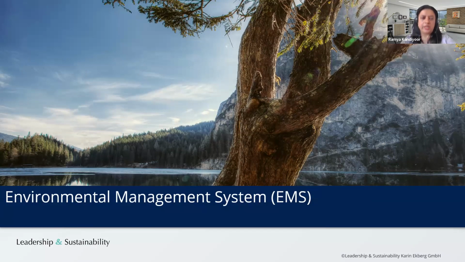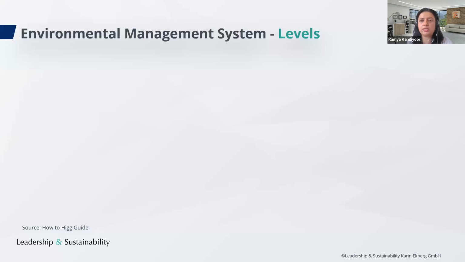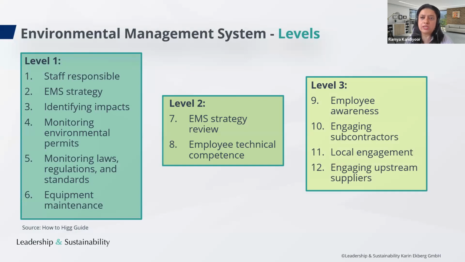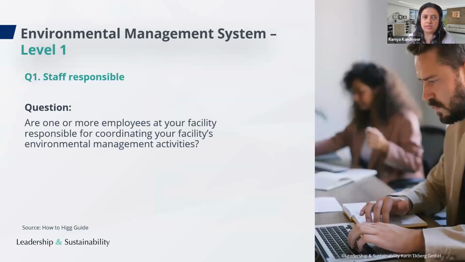Okay, let's go into our environmental management system. And here we have, again, questions in 3 different levels. In our environmental management system, we have 6 questions overall in our level 1. We have 2 questions in level 2, and we have a total of 4 questions in level 3. So again, like in all of the other sections, we will have to say a yes or a partial yes to all of the questions in level 1, and only then will we be given access to your level 2 and 3 questions.